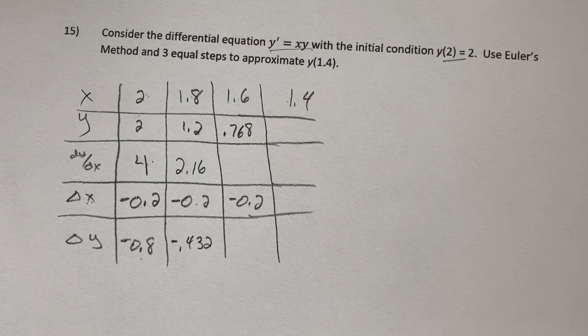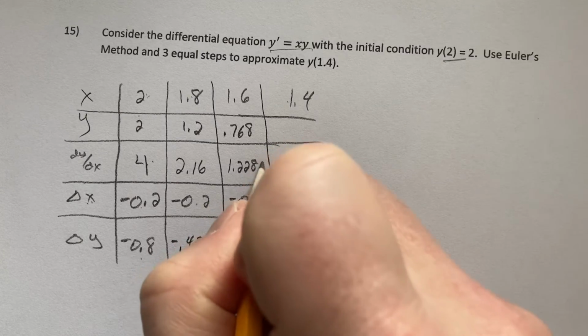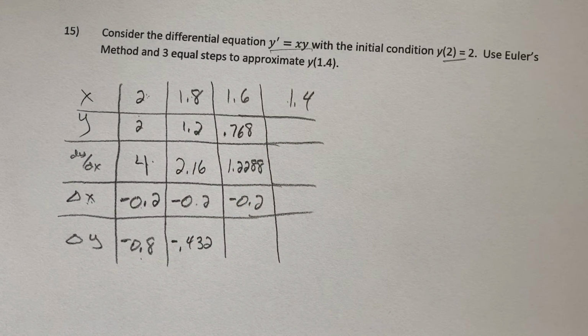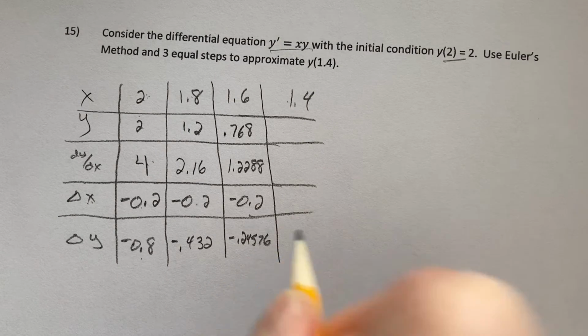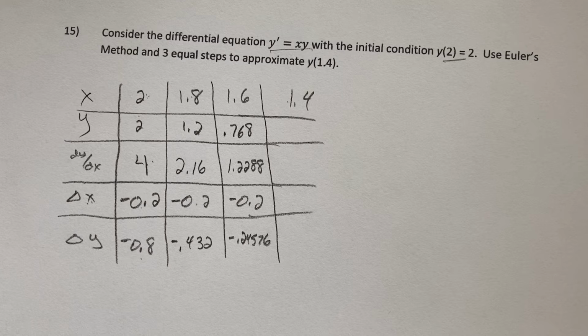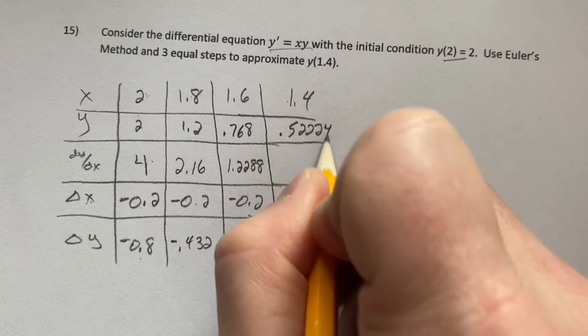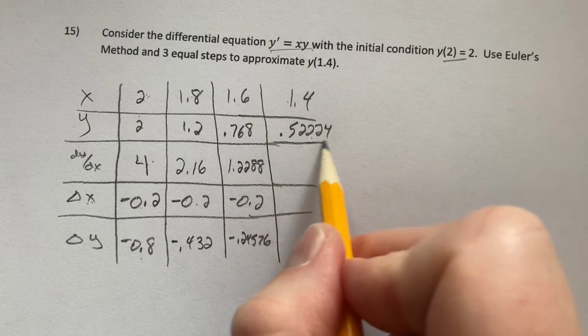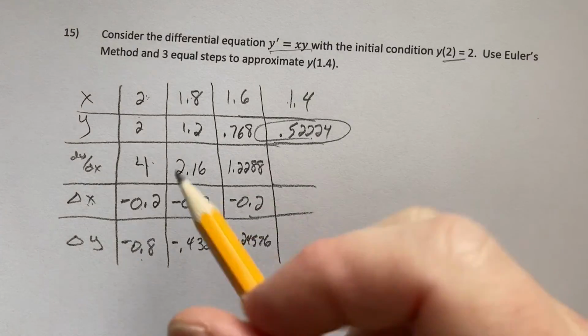Okay? So almost there. We got to do this one more time. Multiply 1.6 times 0.768. I get 1.2288. Multiply that by negative 0.2. I get a negative 0.24576. So take 0.768 and minus 0.24576. Ended up with 0.52224. Now maybe you round that to 3 decimal points. Maybe you leave the whole thing. It's up to you. That's Euler's method, right?